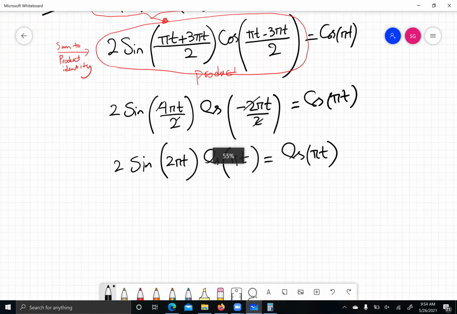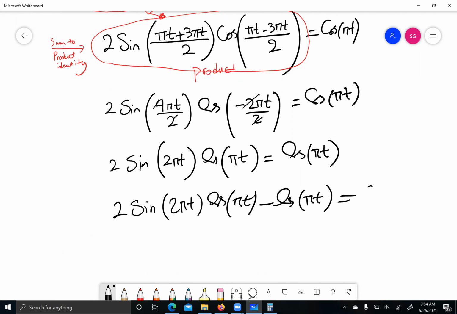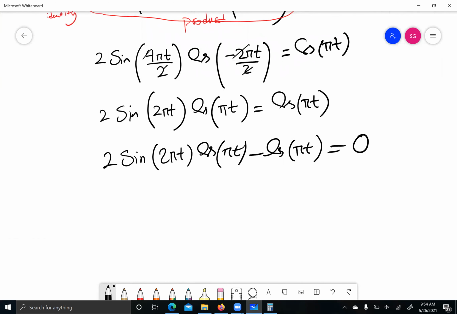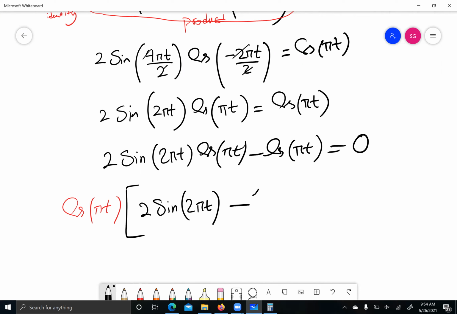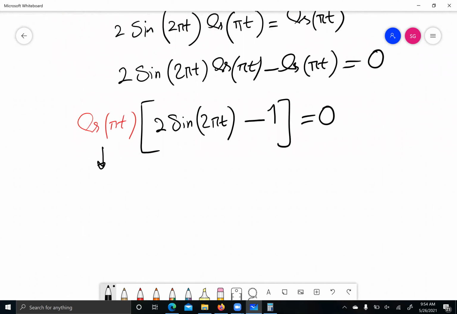I would say to take everything on one side. This is just algebra. We want to solve this, right? So take everything on one side. Now, what is common in here is cosine of pi t, the common expression. So factor this from this equation. From the first term, we are going to end up with 2 sine of 2 pi t, and here 1. So now that we factor it, either the first one is equal to 0, so cosine of pi t equals 0, or this guy is equal to 0.